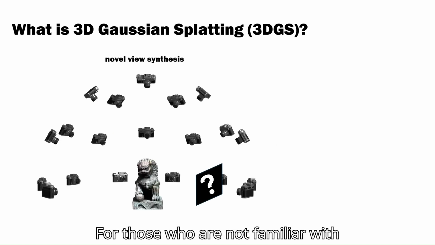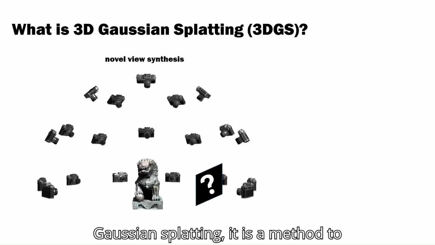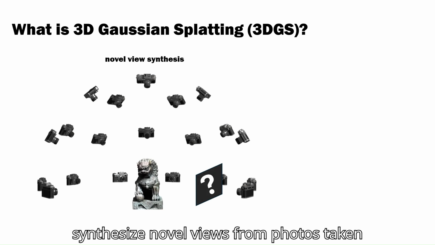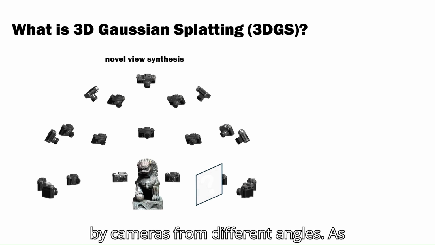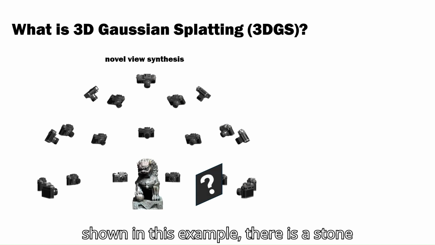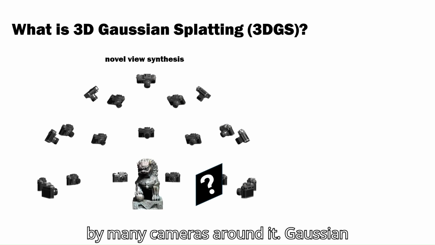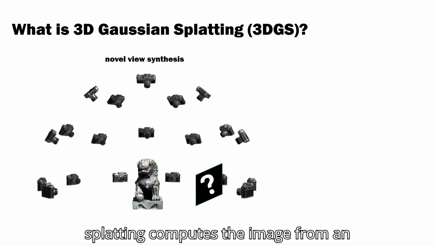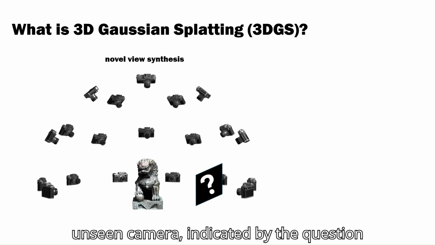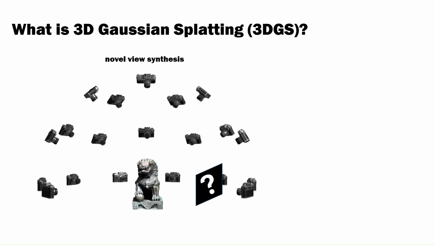For those who are not familiar with Gaussian splatting, it is a method to synthesize novel views from photos taken by cameras from different angles. As shown in this example, there's a stone lion statue, where the images are taken by many cameras around it. Gaussian splatting computes the image from an unseen camera, indicated by the question mark.